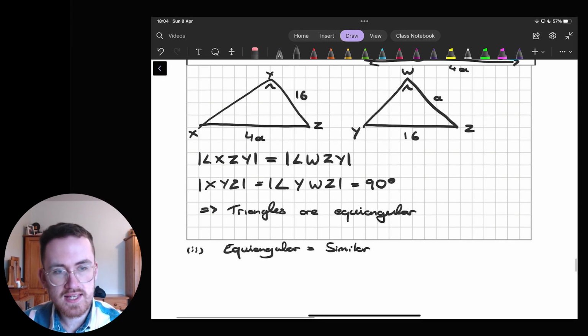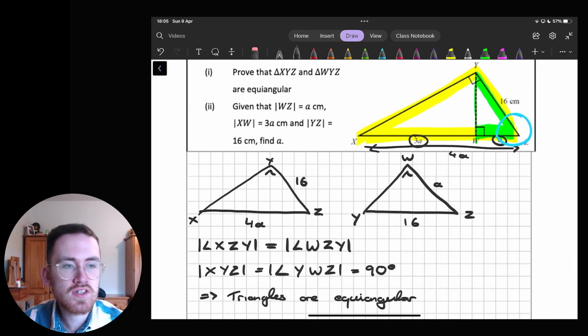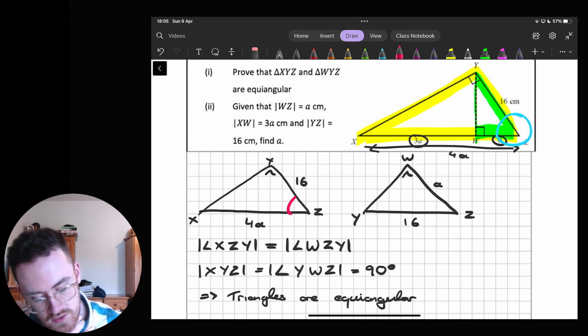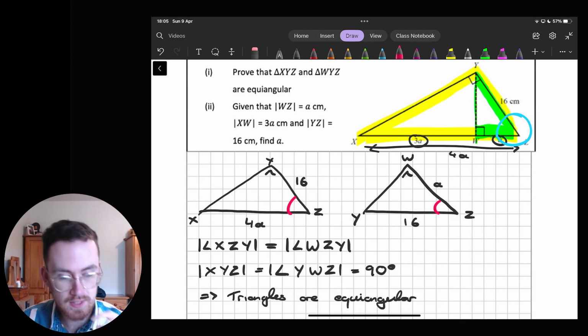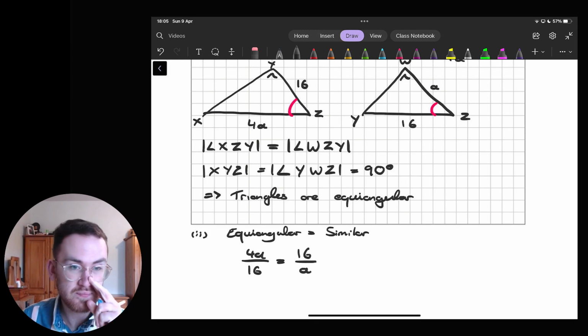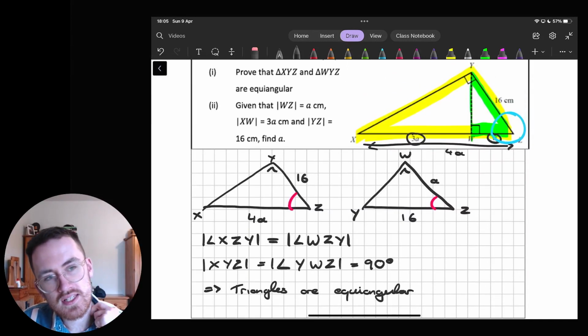So again, matching up the sides as best we can. So we saw where that right angle is. We want to just make sure that all the other sides are matched up correctly, so we can fill in one of the angles that we have. So that would be this angle here, and that corresponds with this angle here. So we can see that we have them matched up nicely. So we have then that 4A over 16 is equal to 16 over A. So again, making sure that we have this matched up correctly. So yeah, the 4A matching up with the 16 there, and then the A matching up with the 16 again.